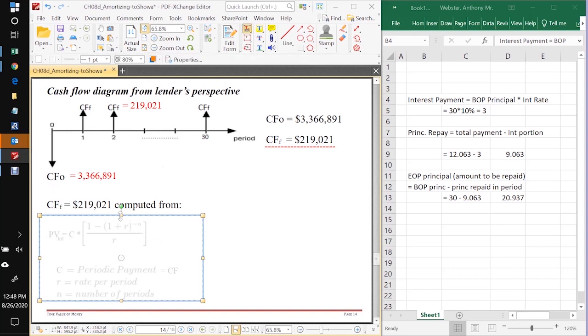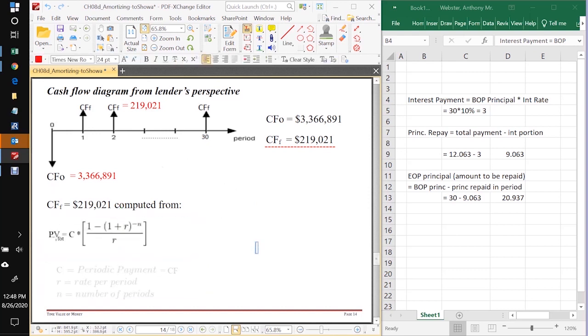How? Well, exactly using the same formulas we've always used. We just use our standard uniform payment formula here, and we know the interest rate. We know N is 30. We know PV total is 3.3 million and change, and we plug all those numbers in and solve for C, and we get 219,021. Okay.